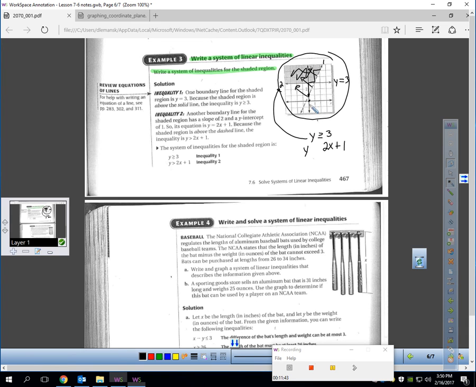So 0, 0 shouldn't work. If I put a 0 in here and a 0 in here, I get 0 and 1. What would be a false statement? 0, 0 is supposed to be false. Well, 0 bigger than 1 would be false, so I would need a greater than symbol for that. And there's my inequality, or my system of inequalities for that statement.